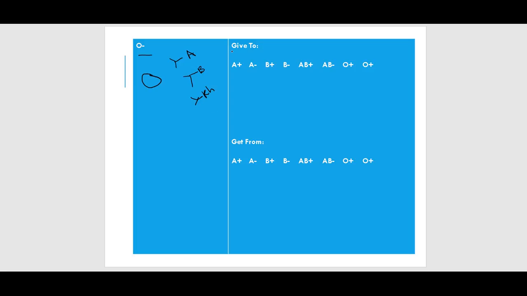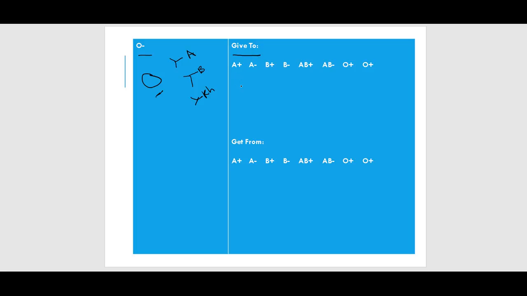So first let's talk about O negative blood. What different blood types could O negative blood donate blood to? Who could they give blood to? Let's look at all of our different blood types here and see. Again, remember that when we're giving blood, we're only giving these red blood cells, so we don't really care about these antibodies right now. Let's look at A positive blood.